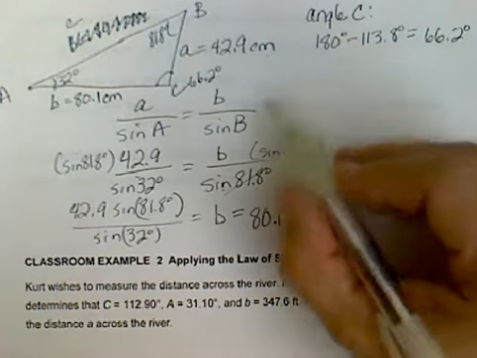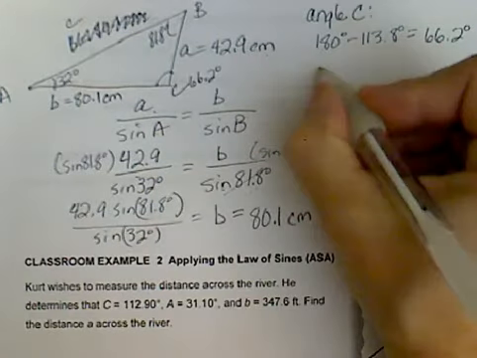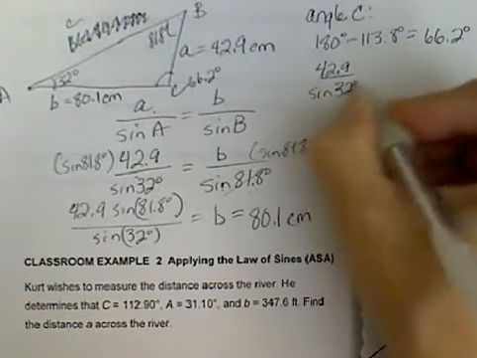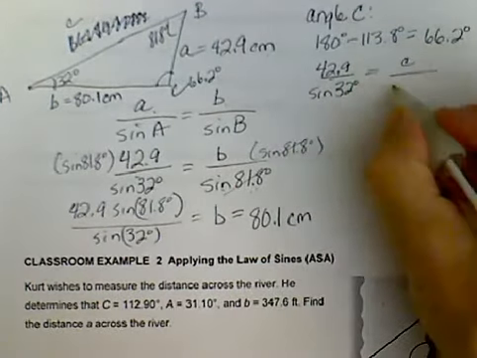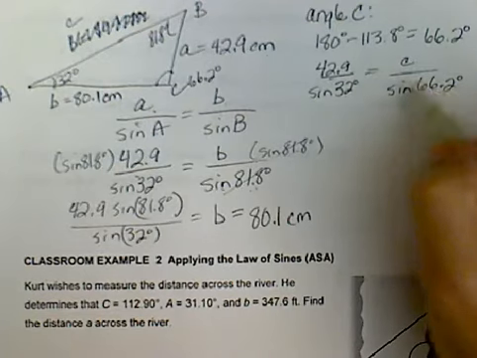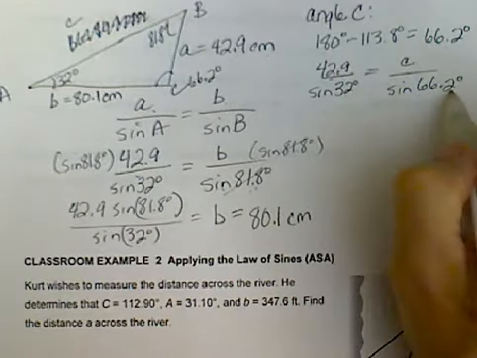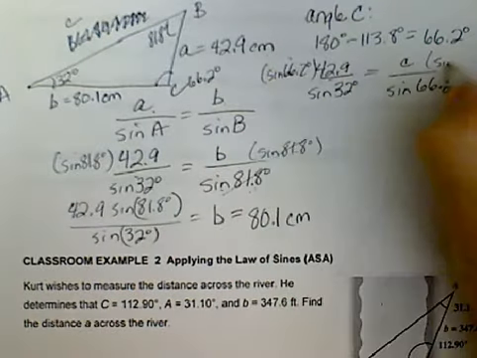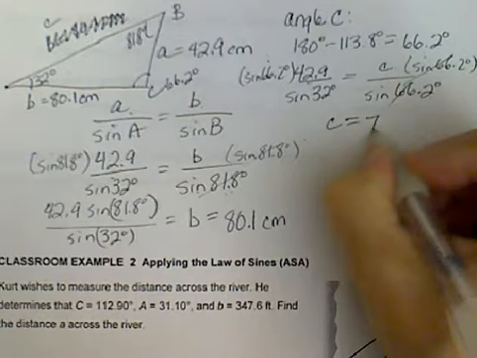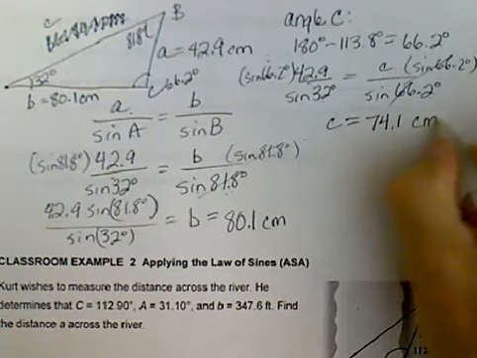Now because we have that, we can use the law of sines again and find side C. I'm going to go back to A and sine of A since I had both of those given. That's 42.9 over sine of 32 degrees. And then I'm putting in C, and I know my angle C. So this is A over sine of A equals C over sine of C. And I'm going to solve this for C. Again, I can just multiply on both sides by the sine of 66.2. And then if I work this out on my calculator and round this to one decimal place, I get 74.1 centimeters.